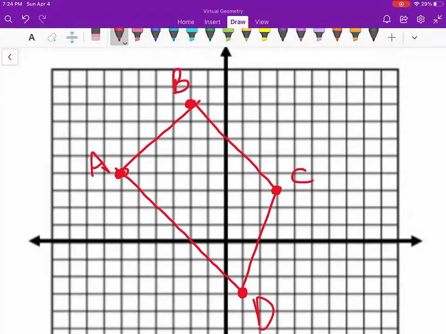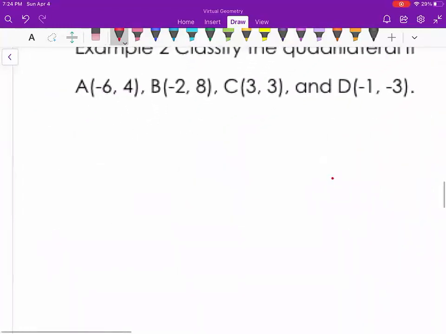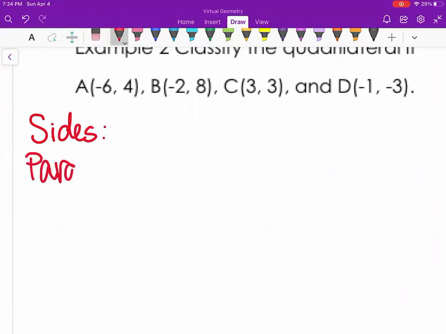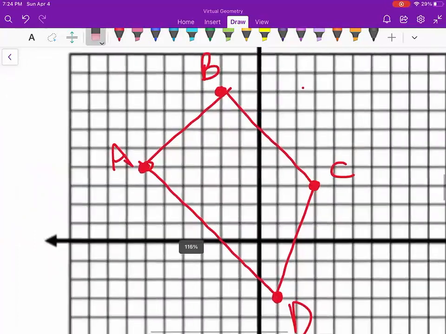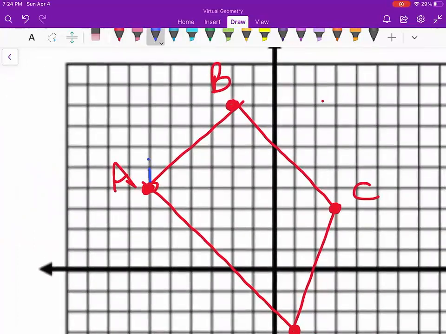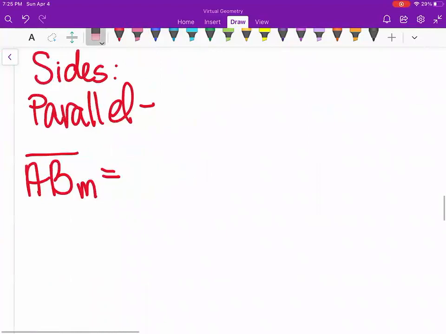So we'll start with parallelogram. And so we need to know first off, what are the parallel sides we might have? So we always start with parallel sides. So we'll check for parallel. So we need the slope of A to B. Let's go count it. All right, so A to B, we went up 1, 2, 3, 4, over to the right, 1, 2, 3, 4. So 4 over 4, which means we get a slope of 1.